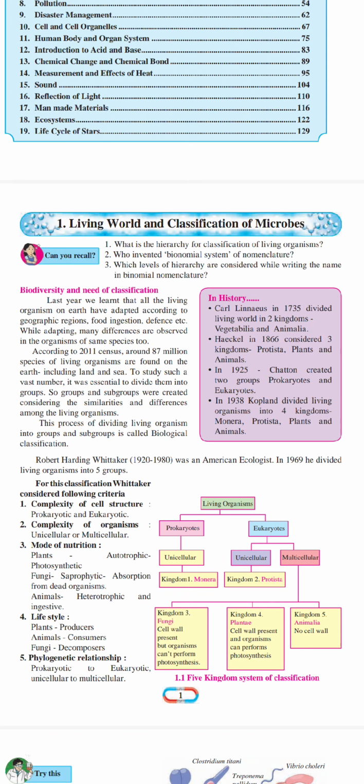Then the third question is given: which level of hierarchy is considered while writing the name in binomial nomenclature? Which level, from lower to higher order, they have given here. So first see biodiversity and need of classification.